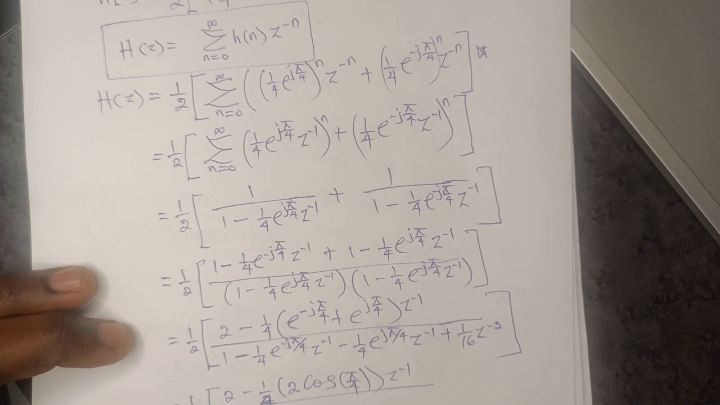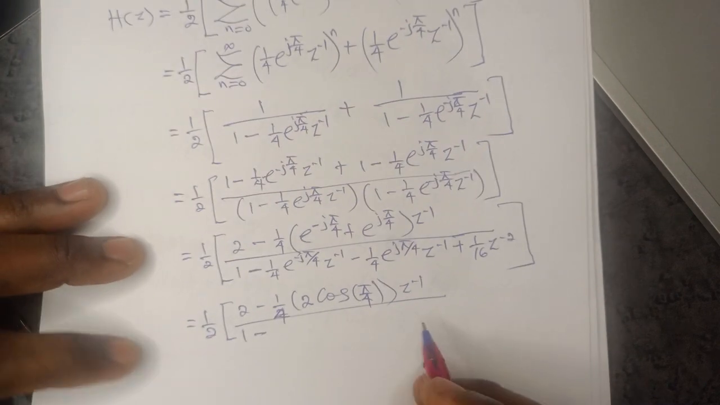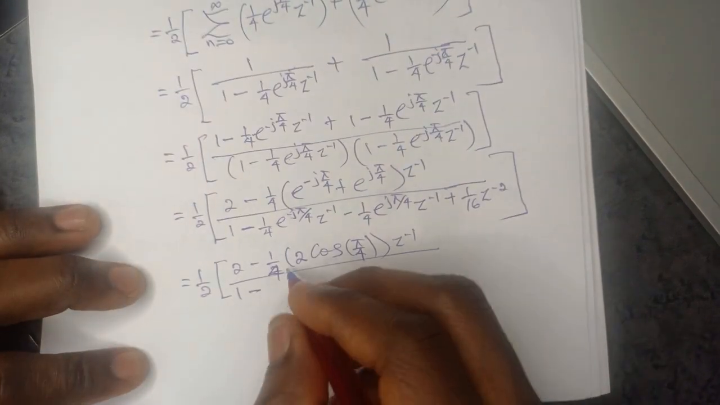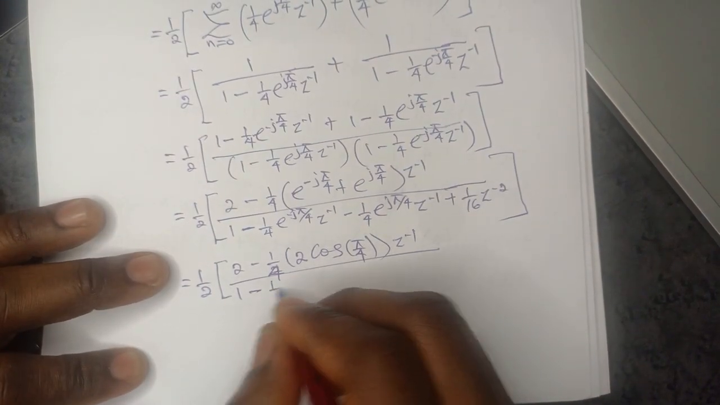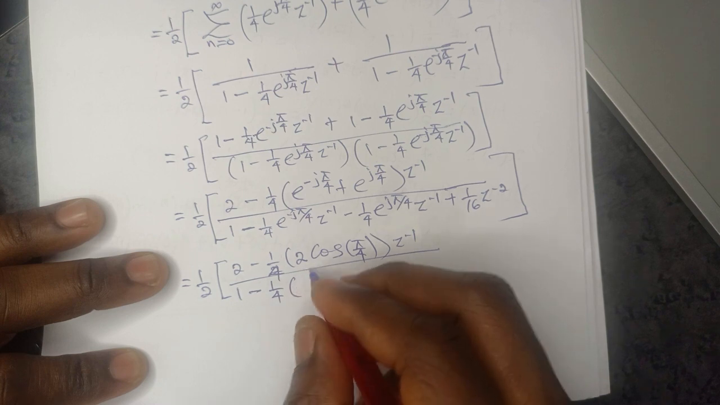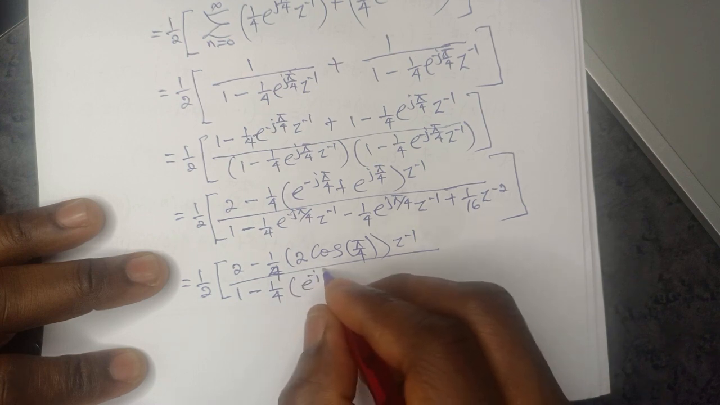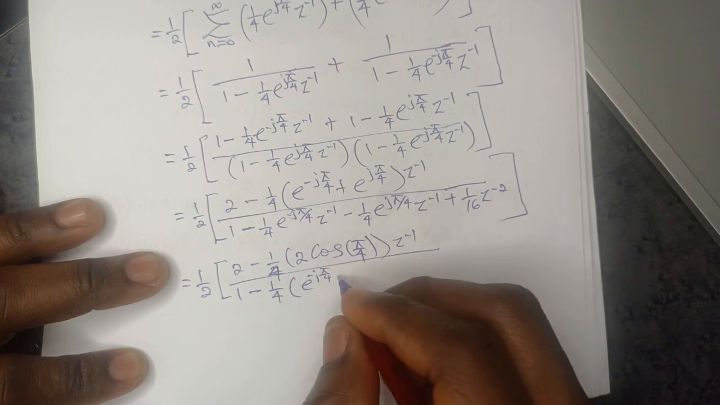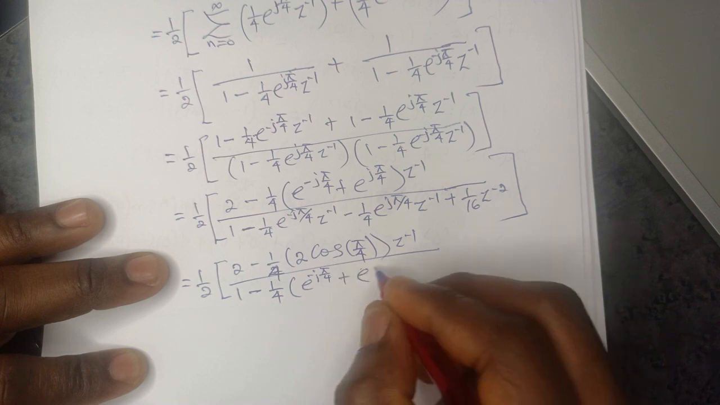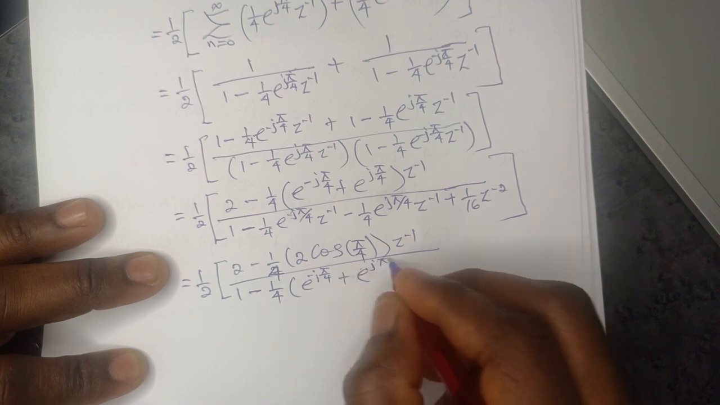Now the next thing here is going to be 1 minus. So we can also factorize these ones too. We can factorize this. This is going to be 1 all over 4, so e raised to the power minus j pi all over 4, then plus e raised to the power j pi all over 4.